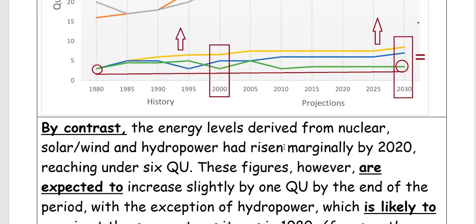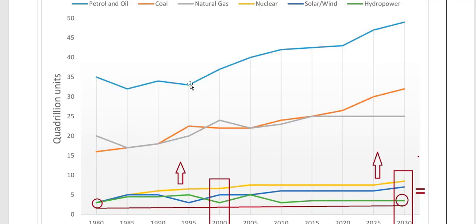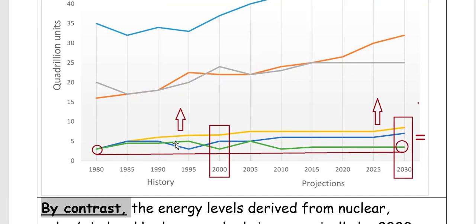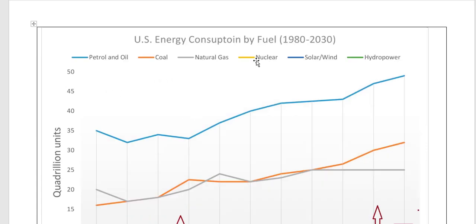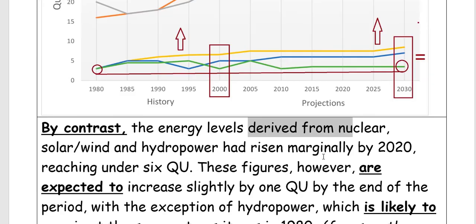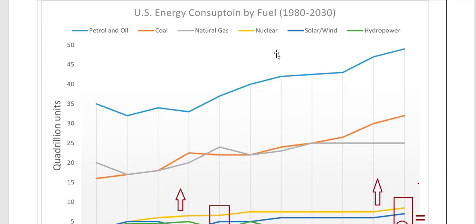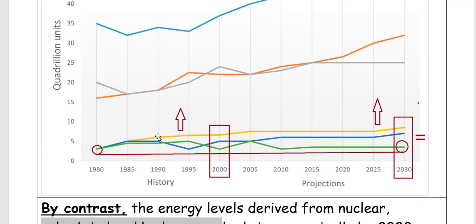Next, by contrast. So we need to use the word by contrast when we want to show the opposite situation. So before we showed a trend with the highest figures. Now we're trying to show a trend with the lowest figures. Okay, so the energy levels derived from nuclear. So we have nuclear here, right? We can see this. Okay, and then solar, wind, and hydropower, and all of them are here.